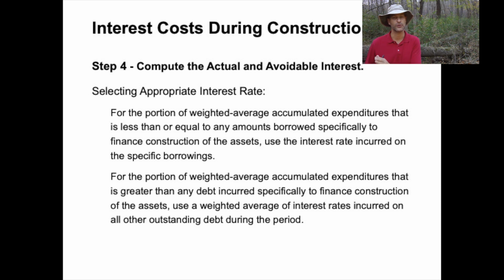So I believe that was 14% on the specific debt. So that 14% will get applied first to the $250,000. That was only a $200,000 loan for the specific equipment. Now, the portion of the weighted average accumulated expenditures that is greater than the specific amounts, that's going to be $50,000 in our example. We use a weighted average of the remaining interest rates that we have on debt for the company. So those were the note and the bond payable, which I think were actually 14 and 10. The specific debt was 12. I'm sorry, I said 14 a second ago.